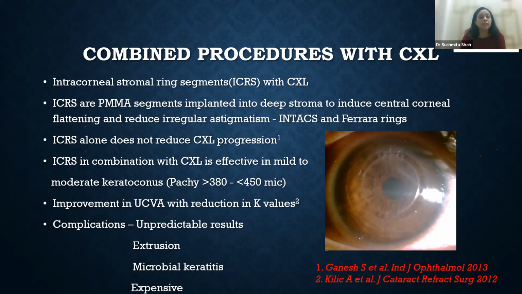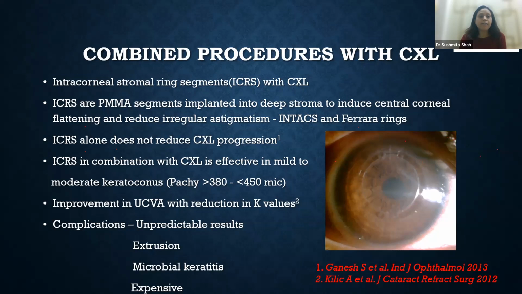It is important to remember that ICRS alone will not reduce KC progression, so ICRS has to be combined with CXL. ICRS in combination with CXL is effective in mild to moderate keratoconus. Pachymetry should be between 380 to 450 micron. One basic thing to remember is that PRK, which is an excimer-based procedure, will remove stromal tissue, while ICRS is more of a volume augmentation procedure.